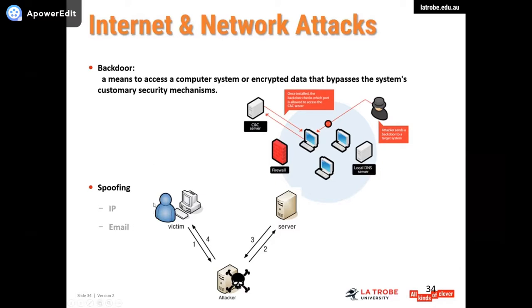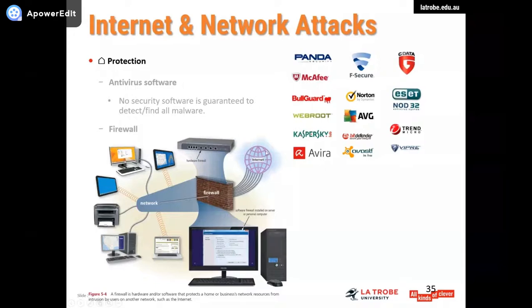There's the protection, antivirus software, and the firewall. So you just need to know the definition of antivirus software and the firewall. What are the features and functionalities of these two different types? You don't need to give examples of this software.